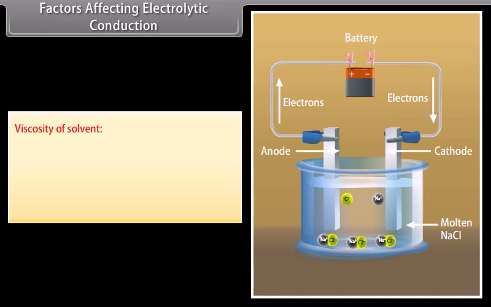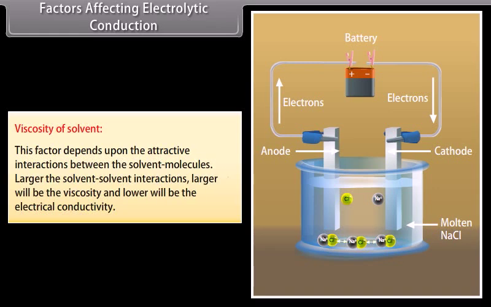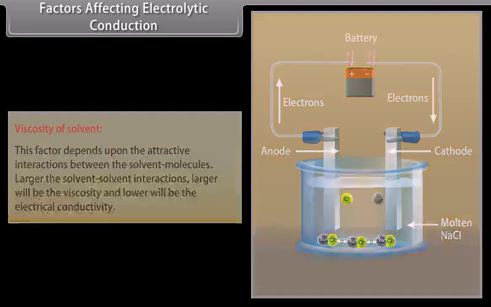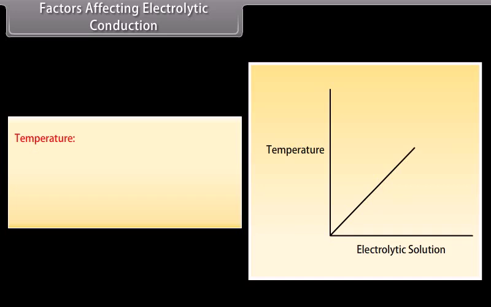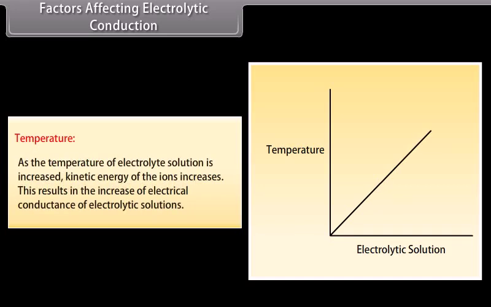Viscosity of solvent. This factor depends upon the attractive interactions between the solvent molecules. The larger the solvent-solvent interactions, the larger the viscosity and the lower the electrical conductivity. Temperature. As the temperature of the electrolyte solution is increased, the kinetic energy of the ions increases. This results in an increase of electrical conductance of electrolytic solutions.